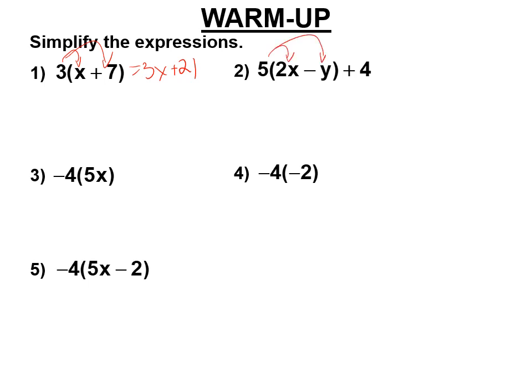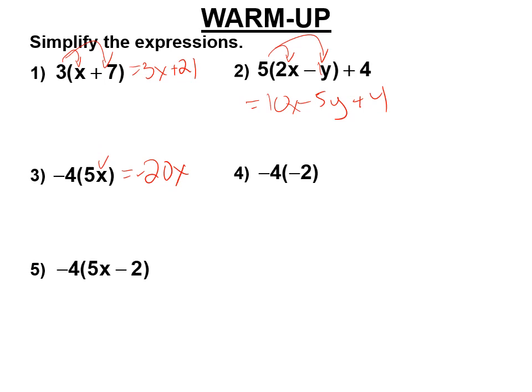5 times 2x is 10x. 5 times negative 1y is negative 5y plus 4. All right, 10x, negative 5y, plus 4, the number. Negative 4 times 5x is negative 20x, right? That's multiplying variable terms. Negative 4 times negative 2, this is not distributive property, by the way. I don't know why I'm doing that.